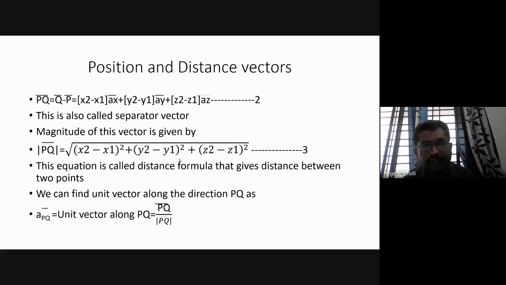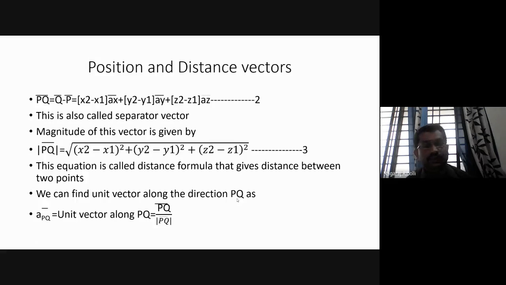If we want to find the unit vector along the direction PQ, we have already solved one example on unit vector, right? In that example, we understood that the unit vector is given by the vector divided by its magnitude. So the unit vector along PQ is equal to PQ bar divided by its absolute value, or the magnitude. The vector divided by its magnitude gives the value of the unit vector along the direction of PQ bar.